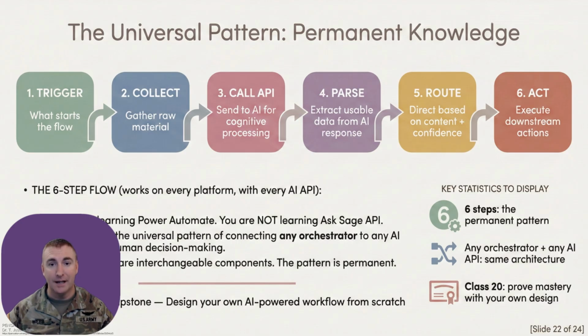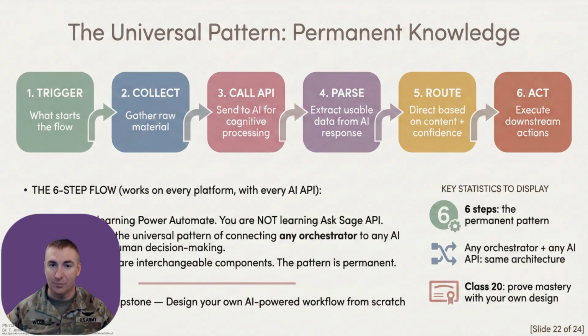Trigger, collect, call API, parse, route, act. 6 steps, works on every orchestration platform with every AI API. Power Automate becomes Make.com tomorrow. Ask Sage becomes Claude next quarter. The pattern does not change. The confidence routing does not change. The error handling does not change. You are not learning tools. You are learning the universal architecture of connecting any orchestrator to any AI to augment human decisions.